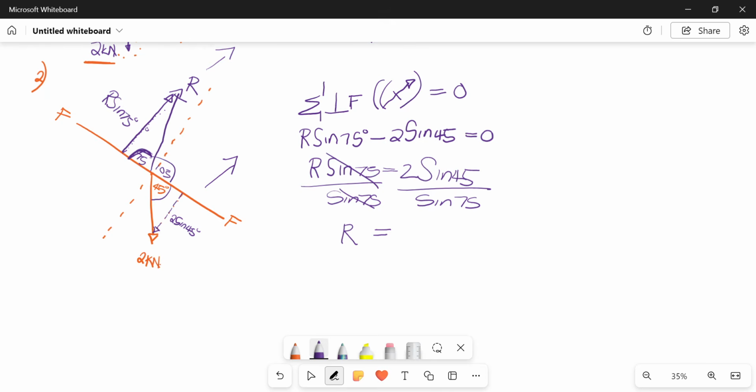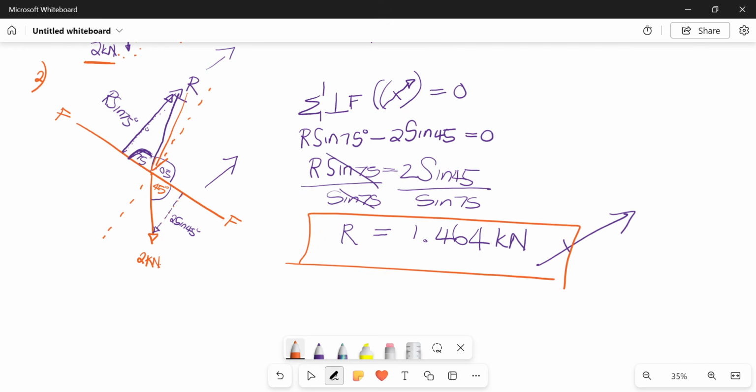Then I get 1.464 kilonewtons. And since my answer is positive, it says that R is pulling in that direction. So the assumed direction is correct. If my answer was negative, then it would say that this R, instead of pulling away, is actually pushing into our baseline F. So that is part one. We've now solved for one of the unknowns. We know the value of R.